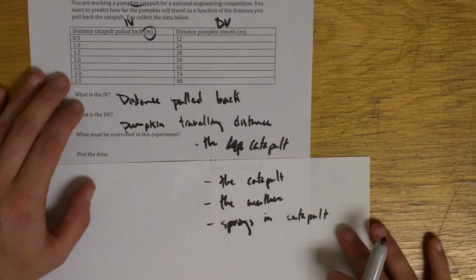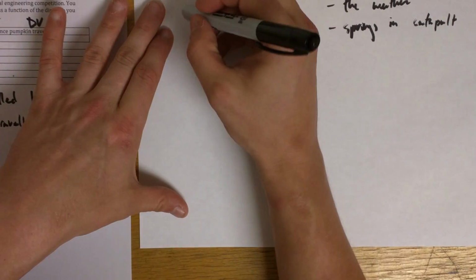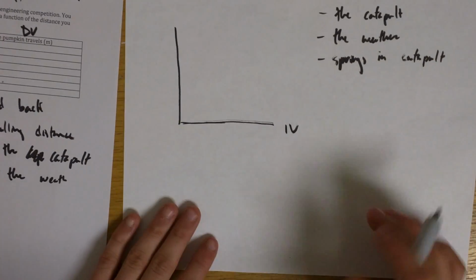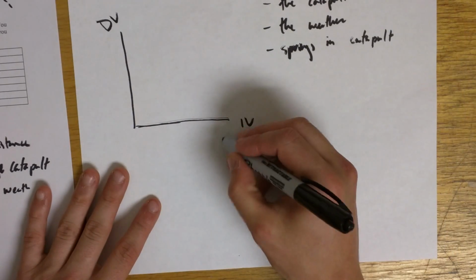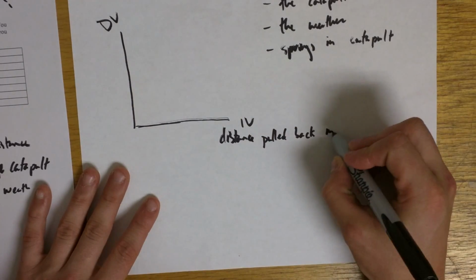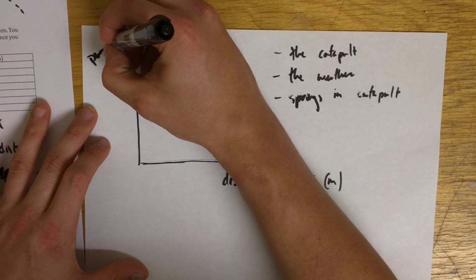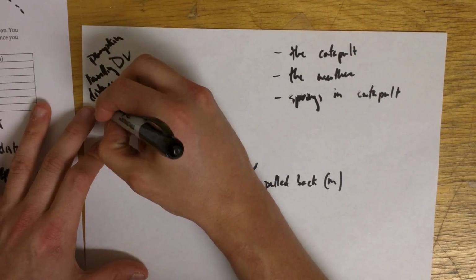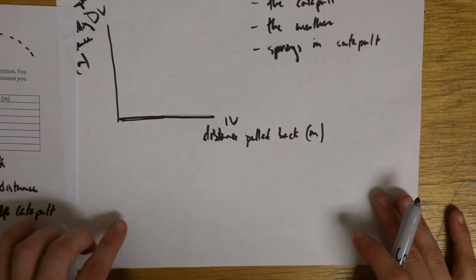Next, we're going to want to plot our data, and this is pretty simple if you know that on the x-axis goes your IV, on the y-axis goes your DV. So what is my IV? Well, that's distance pulled back, and that's measured in meters. And on my DV, I've got pumpkin traveling distance, also measured in meters.